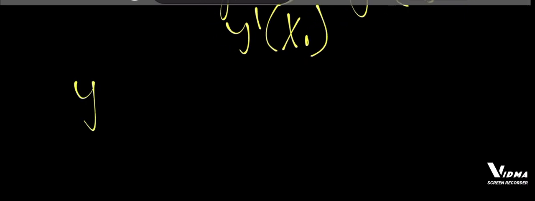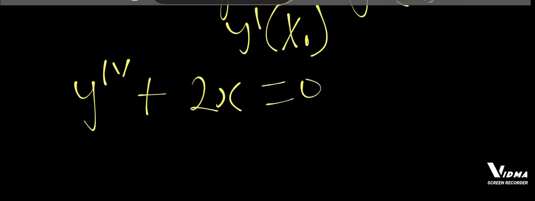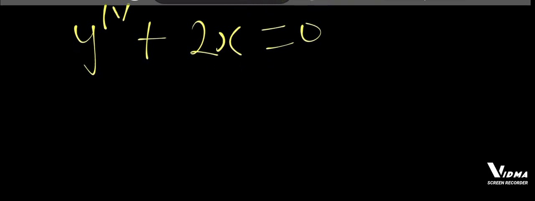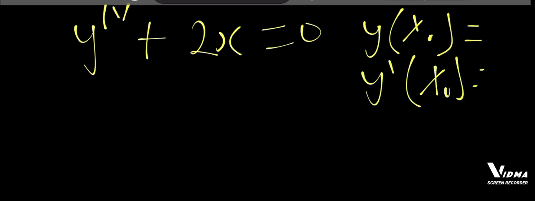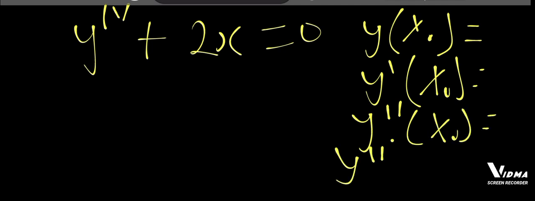Similarly, if it were to be maybe y to the 4th order plus 2x equal to 0, this differential equation is of the 4th order. Okay, then my initial conditions will be from y at x naught equal to something, y prime at x naught equal to something, y prime prime equal to something, and y prime prime prime equal to something. So they must be given up to the n minus 1th order. I hope this example clarifies things. So that's one thing you must take note of.